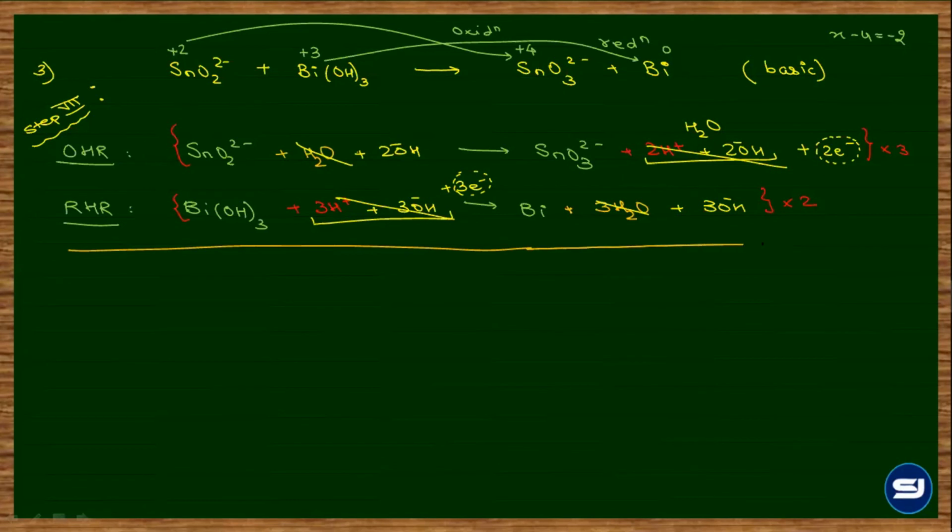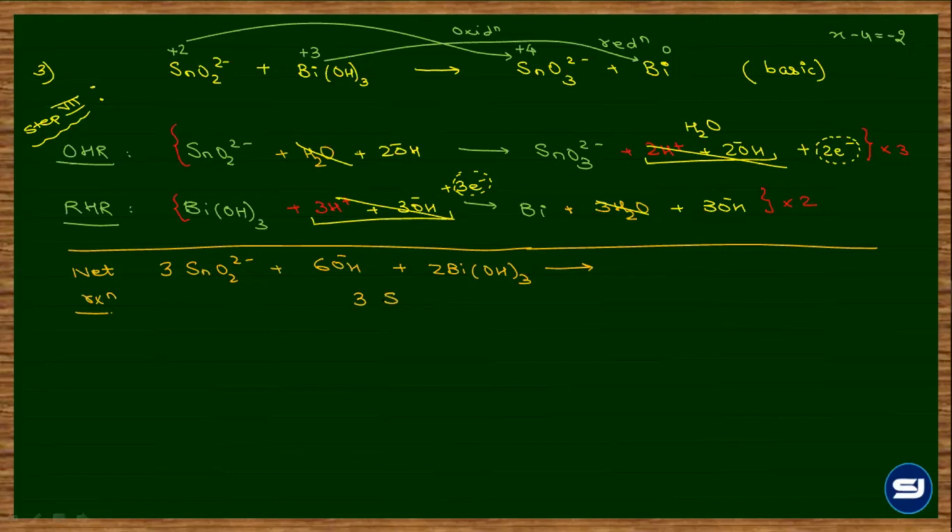So now I'll add up the two half reactions to get the net reaction. So this 3 will be included in all the species. So left side क्या हो रहा है? 3 SnO2 2 minus plus 6 OH minus plus 2 BiOH thrice. Electron तो cancel हो ही चुका है ना?